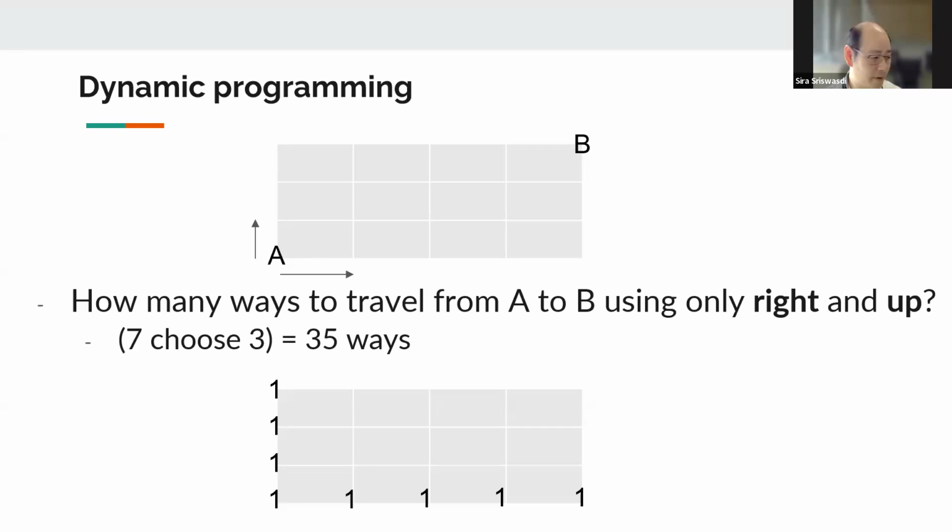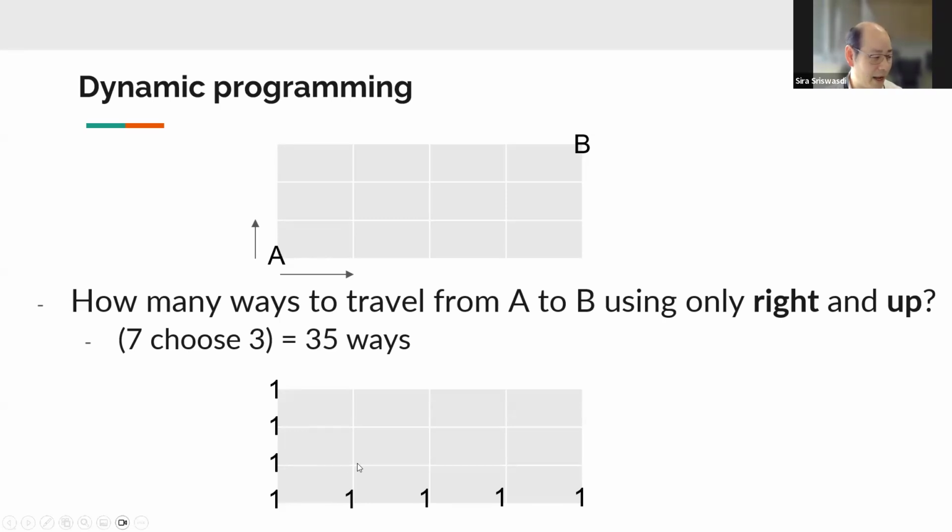So let's say we start at A. The number of ways that we can get to A is only 1, because that's the starting point. And the only way that we can visit the positions above A is to go up, up, up, and up. There's only 1 way. There's also only 1 way to visit all the points to the right of A, which is to go right, right, right, right. You have no variation.